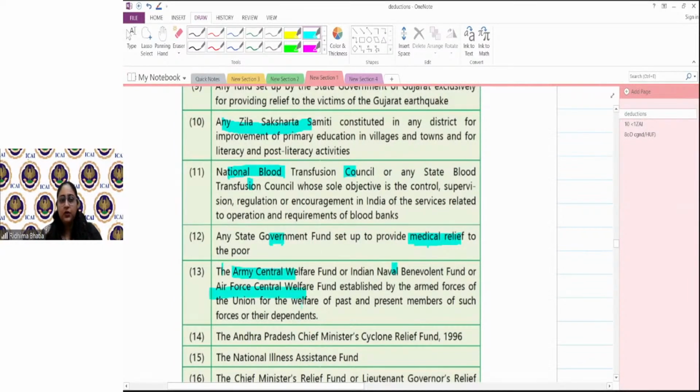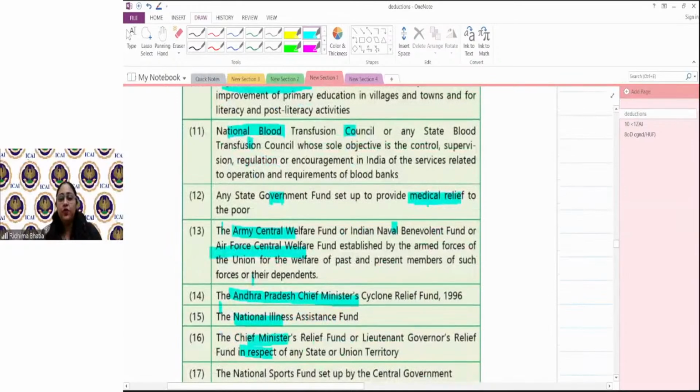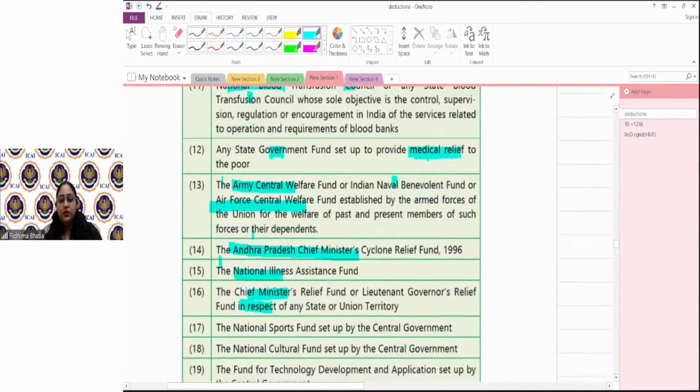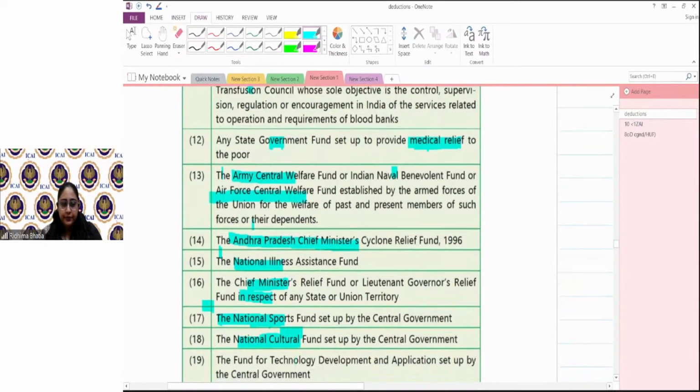Air Force Fund, Andhra Pradesh Chief Minister Fund, National Illness Fund, again Chief Minister Fund for Lieutenant Governors, National Sports Fund. So if you see the term, the national or Chief Minister or Prime Minister or some public at large causes there.